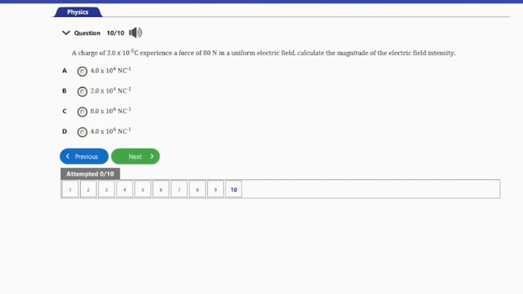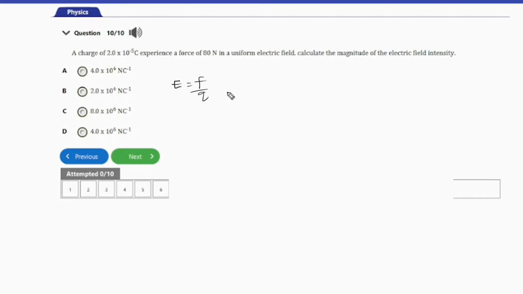That's question number 10 here. It says, a charge of 2.0 times 10 to the power of negative 5 experienced a force of 80 newtons in a uniform electric field. Calculate the magnitude of electric field intensity. So guys, let's go ahead and do this together. Electric field intensity here, E, is equal to F, which is the force, over Q, which is the charge. So the force here is 80 newtons. That's 80 over the charge, which is 2.0 times 10 to the power of negative 5.